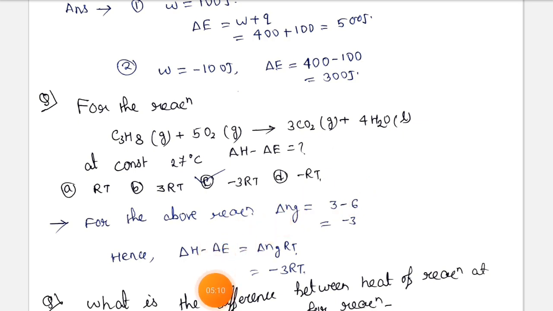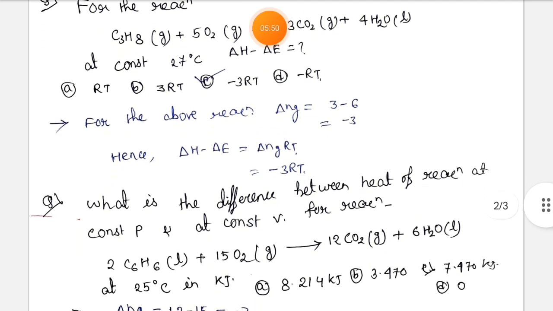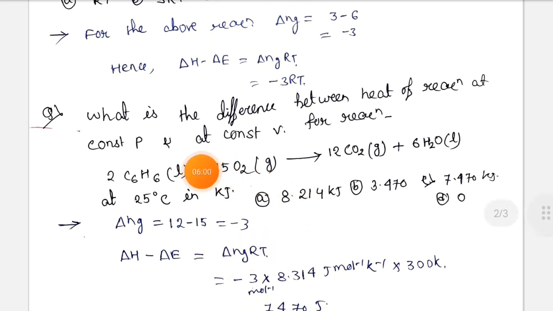These are the options. So we know that delta Ng, that is change of moles, is equal to number of moles of product minus number of moles of reactant. In this case, product is equal to 3 moles, and reactant is 5 plus 1, that is 6. So 3 minus 6 is equal to minus 3. And we know the formula delta H minus delta E is equal to delta Ng RT. So if we put the value of delta Ng, then minus 3 RT is the correct answer, and option C is correct.